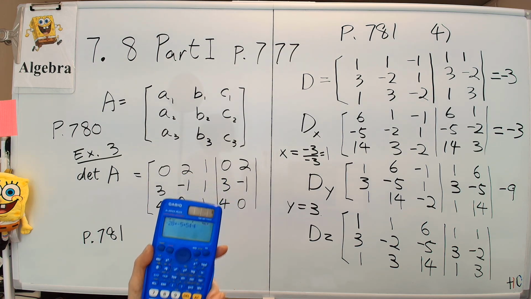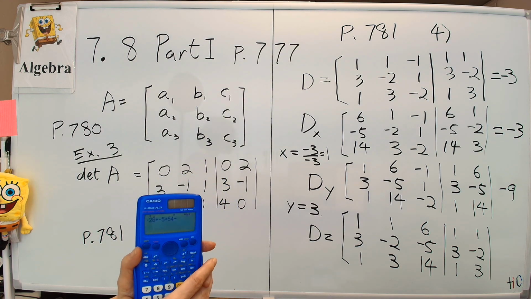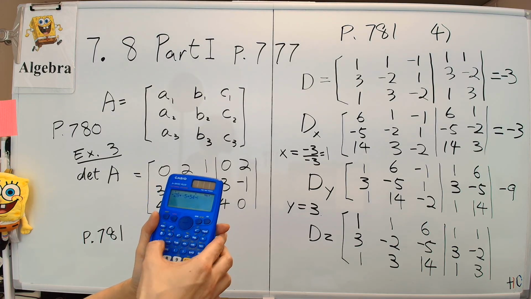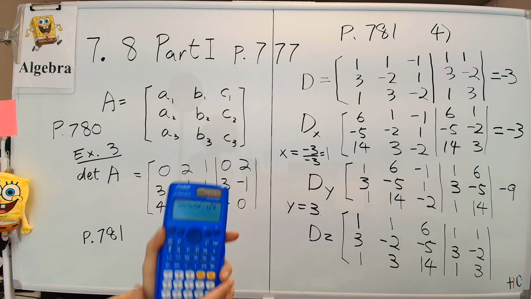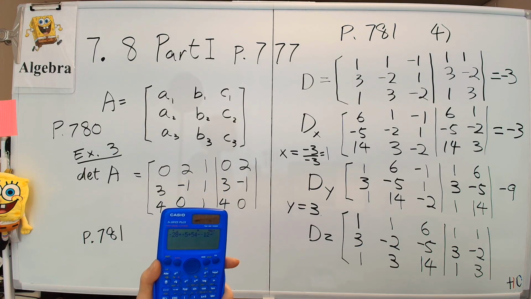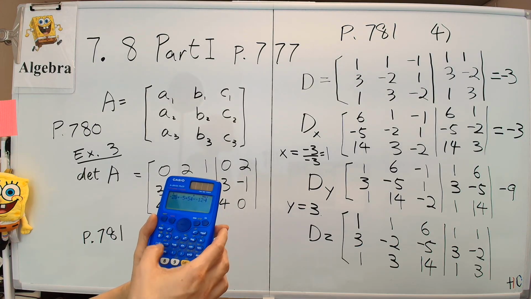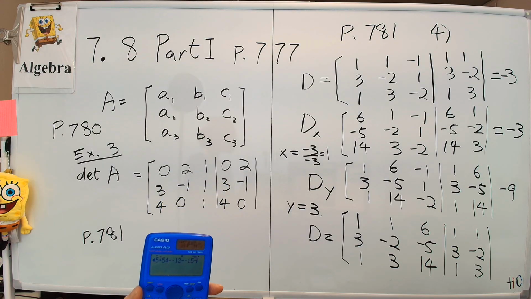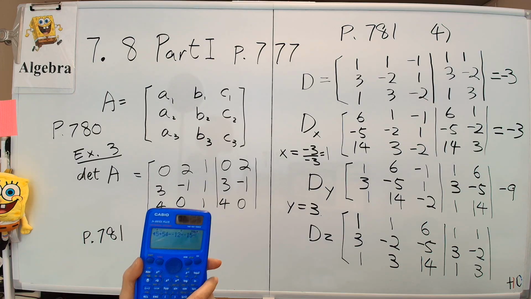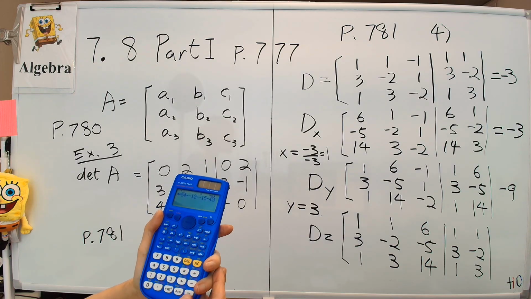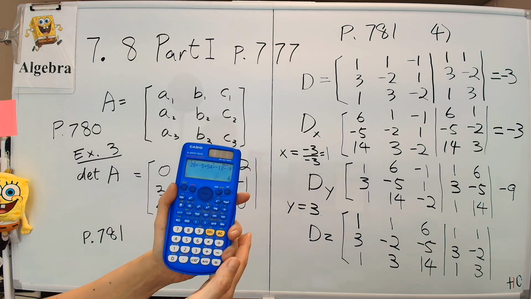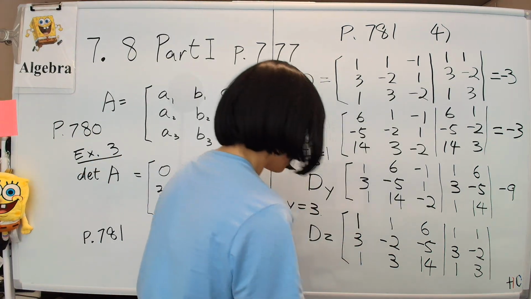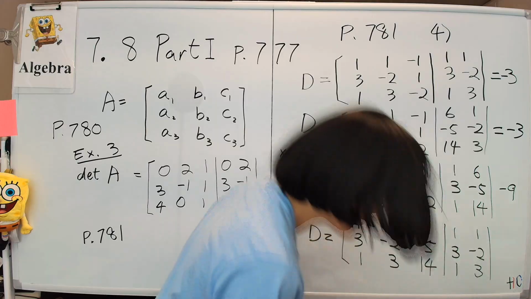Then minus, going up. 1 times minus 2 times 6. That's negative 12. Negative 12 minus. Next, 3 times minus 5 times 1, that's negative 15. Negative 15 minus. Next, 14 times 3 times 1, that's positive 42. So 42, okay? And then push the answer, that equals 6. So I got dz equal to 6. Is that right? Looks right, yeah.